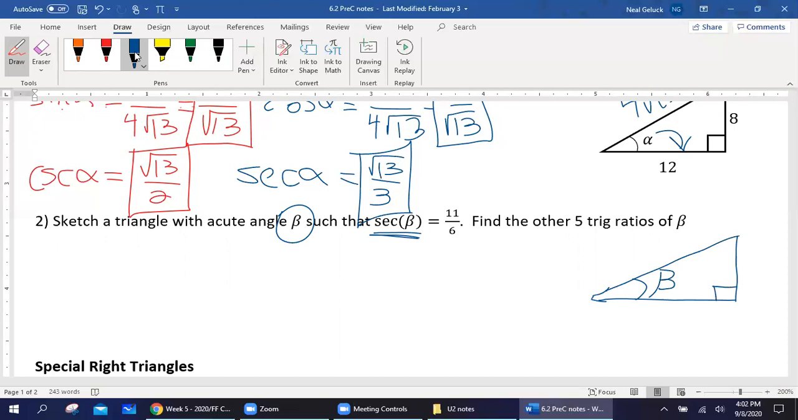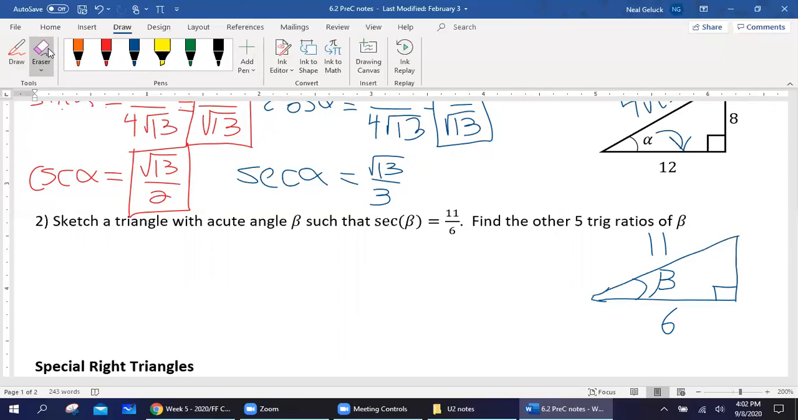Now, I'm being told the secant of beta. Remember what secant means. Secant means hypotenuse over adjacent. It's the flip of cosine. So I'm basically telling you that the hypotenuse is 11 and the adjacent is 6. Or at least they reduce down to that. They may not actually be those numbers, but they reduce down, so it's good enough.